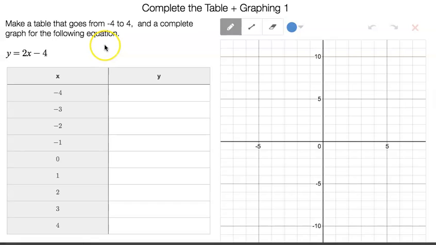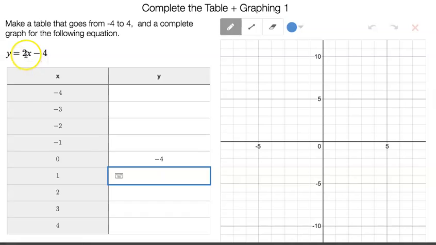So first of all, it says make a table that goes from -4 to 4. Then graph the following equation. So let's go ahead and make that xy table first. So here's the rule: y equals 2x minus 4. So I know that this -4 is going to be my y-intercept, and that's going to be equal to 0. So I'm going to first put that in here.